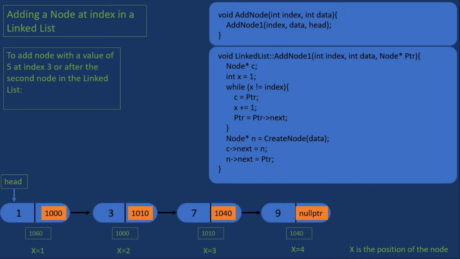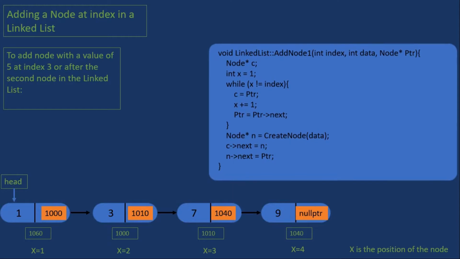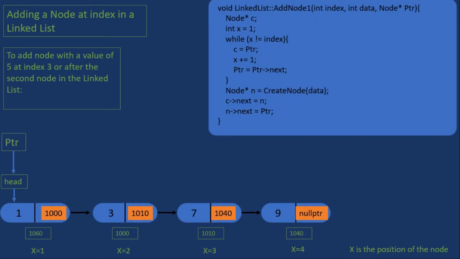Now since we passed in the head pointer as argument and set it equal to ptr, ptr is pointing at the first node. For us to find the position to add the node, we create a while loop, which will check if we have reached the position we want, and if not, keep running until we get to that position. So if x is currently equal to 1 and not equal to the index, in our case 3, we enter the while loop and set c to point to ptr, to point where ptr is pointing.